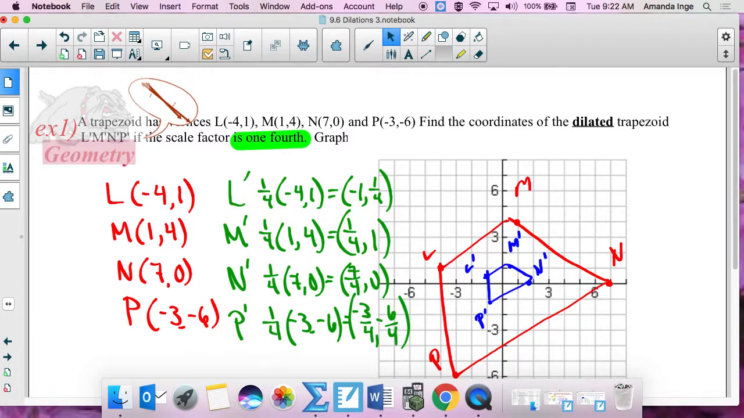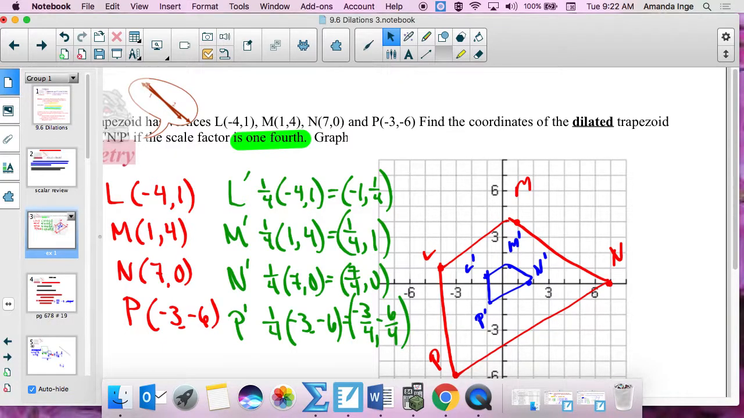And we've talked about dilations before, so I didn't want to spend a lot of time on it. Okay. Anybody have a problem with dilations?